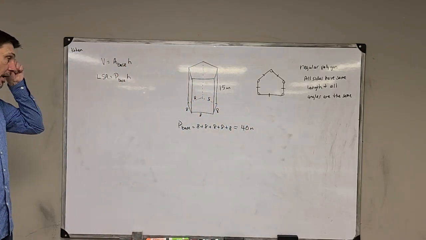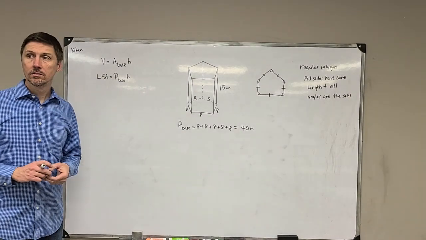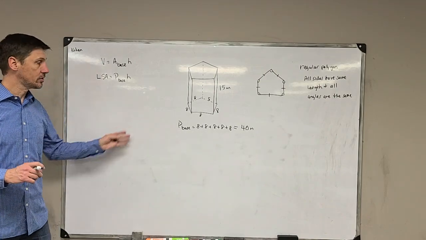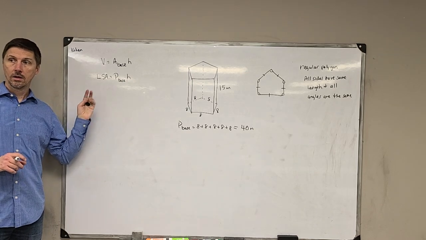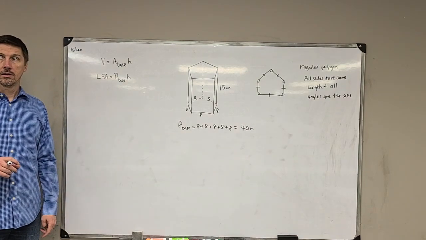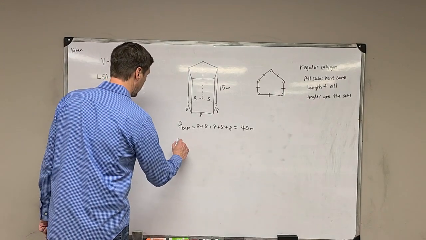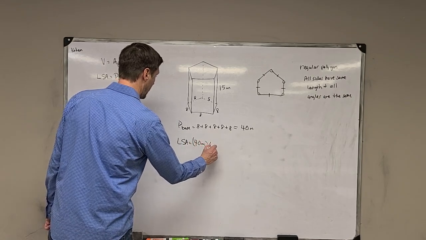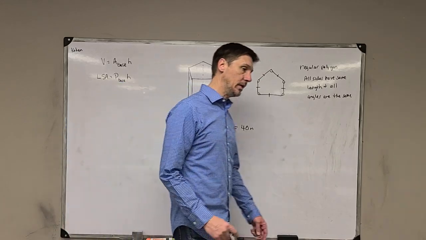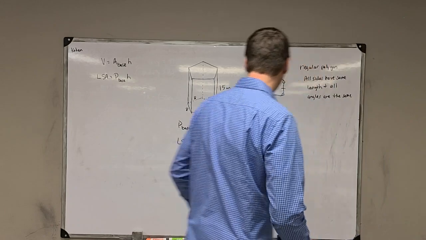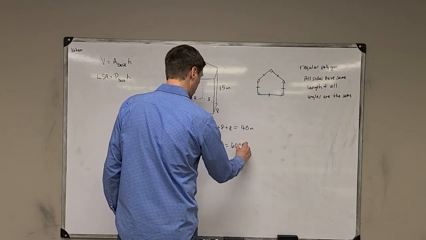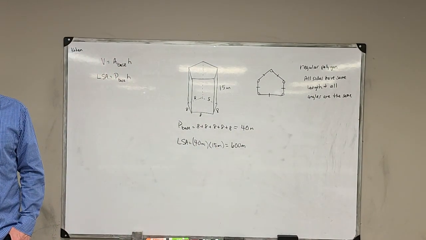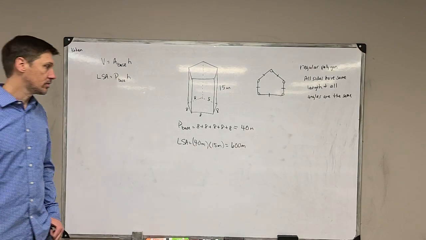And then what's the last thing we have to do to find the lateral surface area? What does our formula say? We've got to multiply it times the height, right? So that's the last step. Lateral surface area equals the perimeter we just found, which is 40 meters, times the height, which is 15 meters. When we multiply those two together, we get 600. And this is an area, lateral surface area, so what will our units be? If it's an area, square units, right?